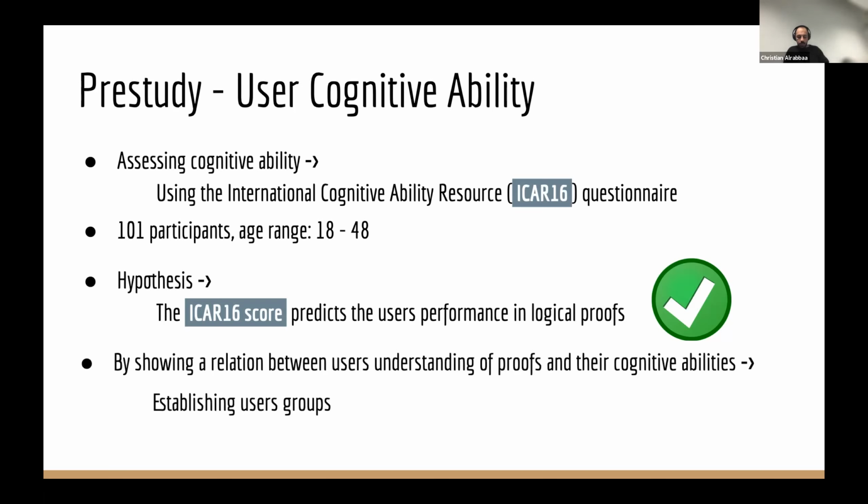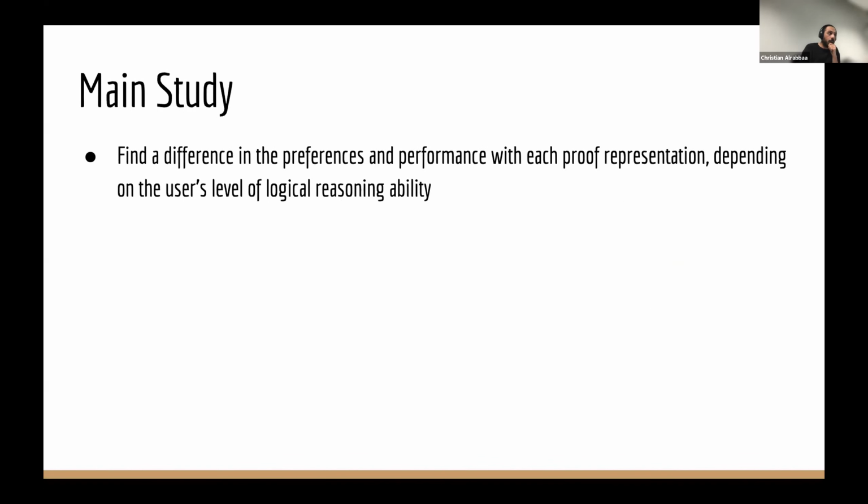By getting this result, by showing actually a relation between understanding proofs and the cognitive ability of a participant, we can address the other question. So who are our users? Basically, now we can divide users into two groups, people with a high ICAR score and with a low one. Okay, so now we can move to the main study.